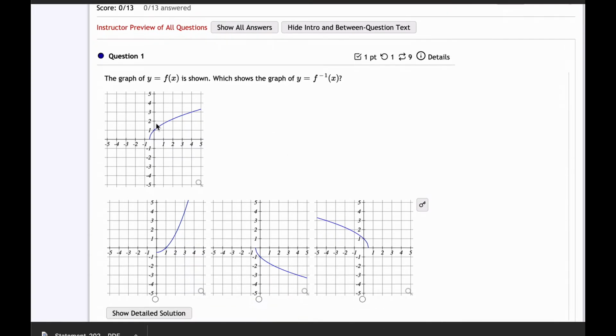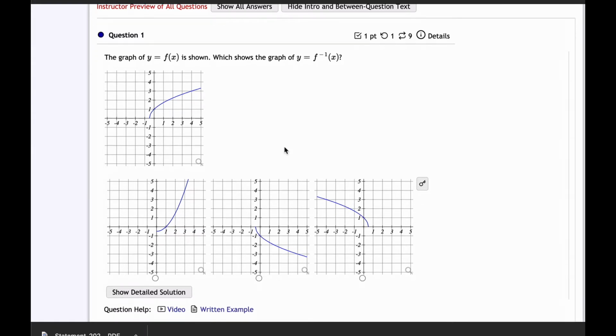So for this first problem, you're given this graph. This is f of x right here shown in blue. And what you're supposed to figure out is which of these three graphs below corresponds with the inverse of this function. And I think what the people who wrote this problem had in mind is you can come up with the graph of the inverse function from the function by reflecting it over the line y equals x. So you're supposed to kind of visualize what this would look like if you reflected it.